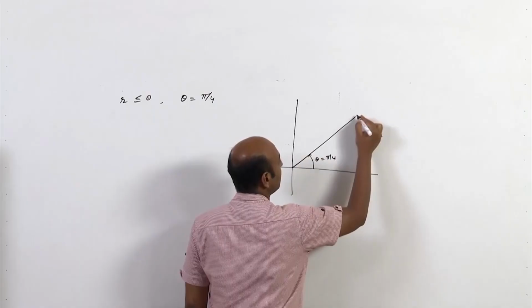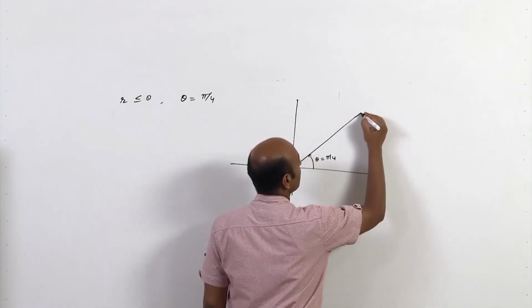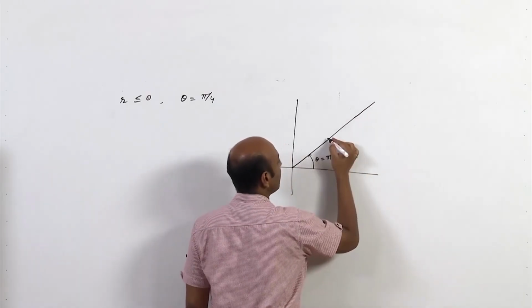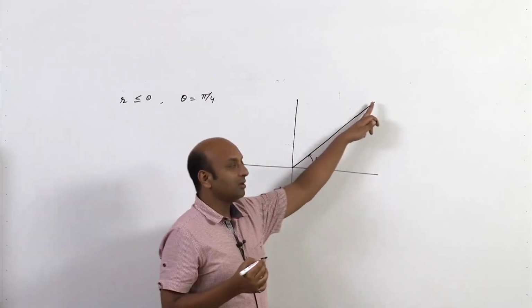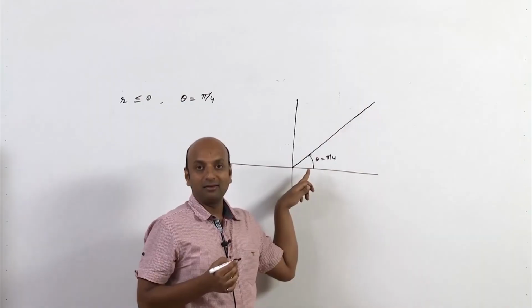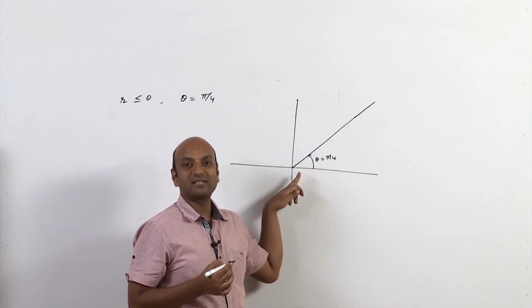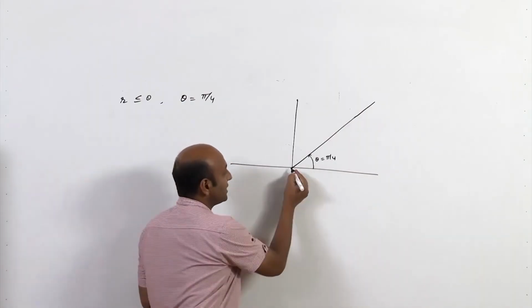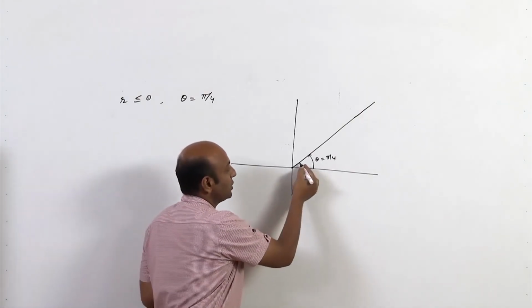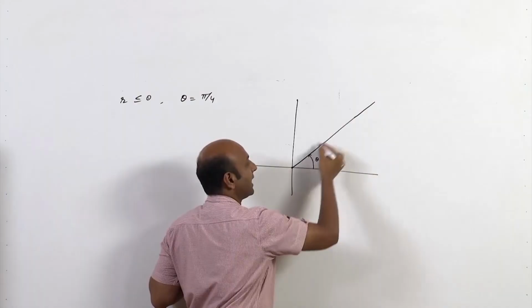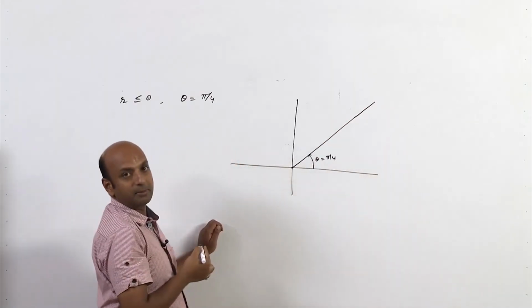And over here r is positive, on this ray, here r is 1, here r is 2, here r is 3, here r is 4. So, on this ray r may be any number which is greater than or equal to 0, here r is 0, okay, and theta is pi by 4. So, on this ray r is positive and theta is pi by 4.